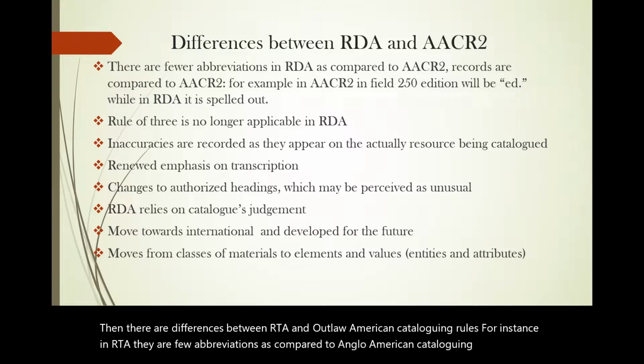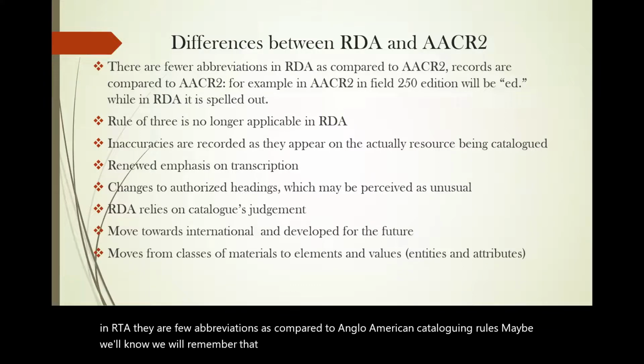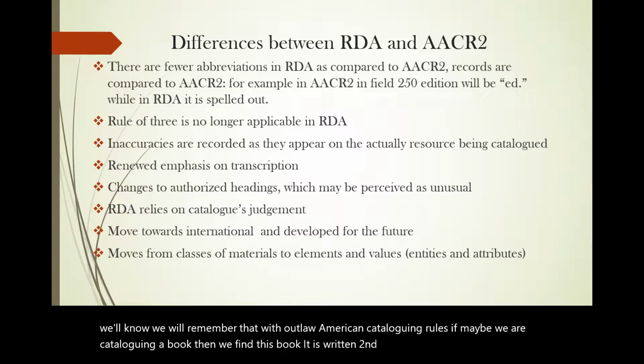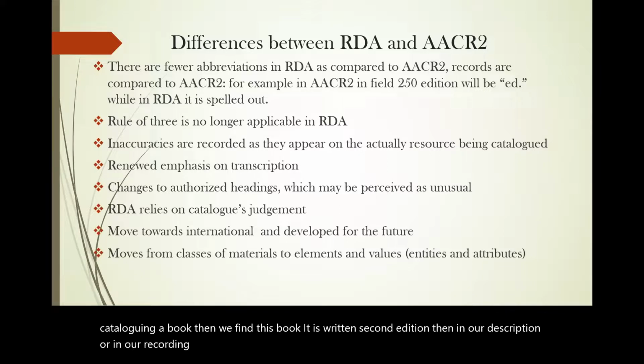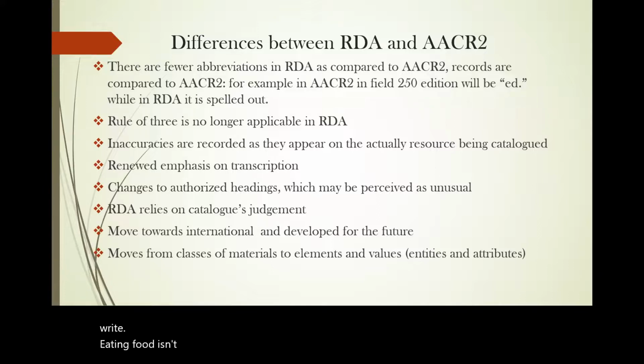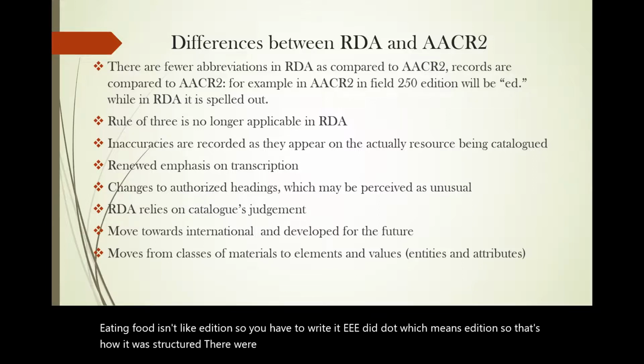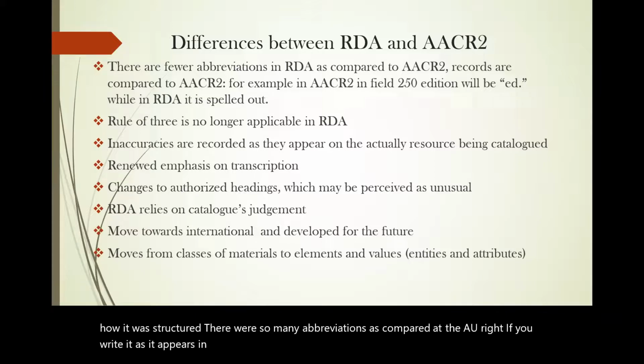Maybe we will remember that with Anglo-American Cataloging Rules, if we are cataloging a book, and we find it is written second edition, then in our description or in our recording of information resources, we have to ensure that we don't write it in full, as in edition. So we have to write ed., which means edition. So that's how it was structured. There were so many abbreviations as compared to RDA. In RDA, you write it as it appears in the resource.